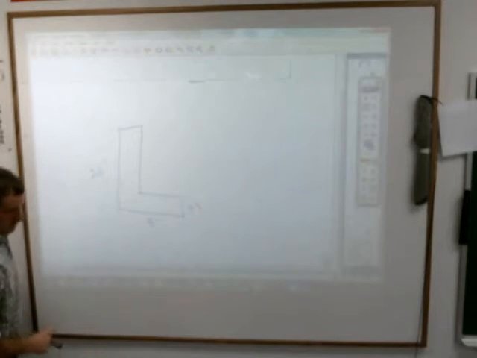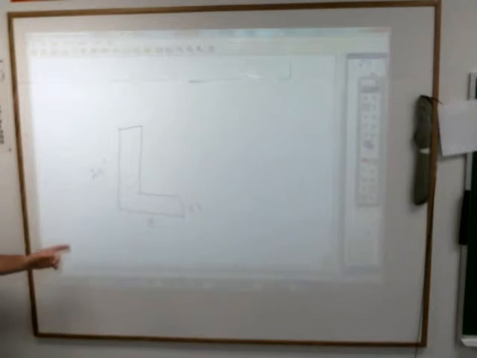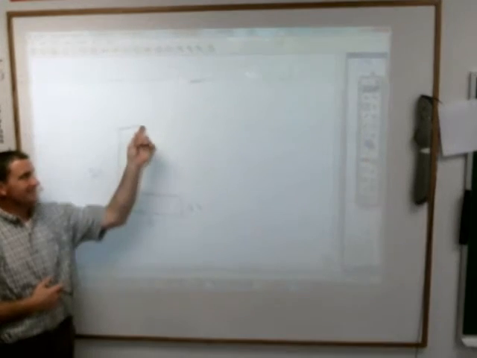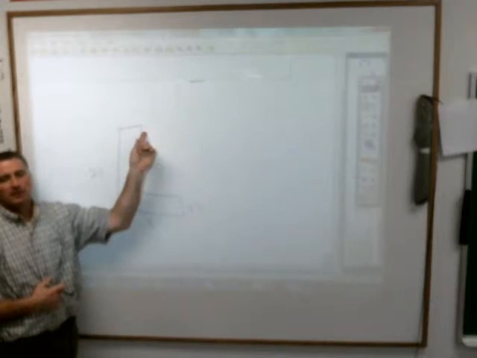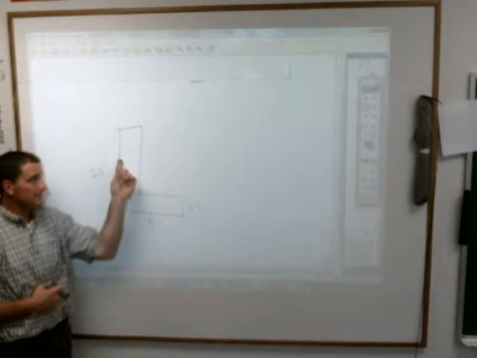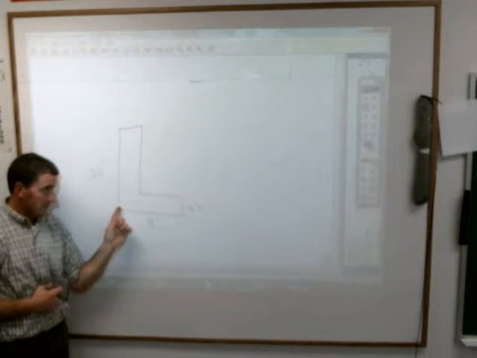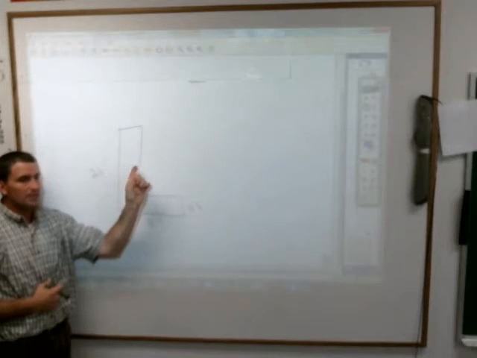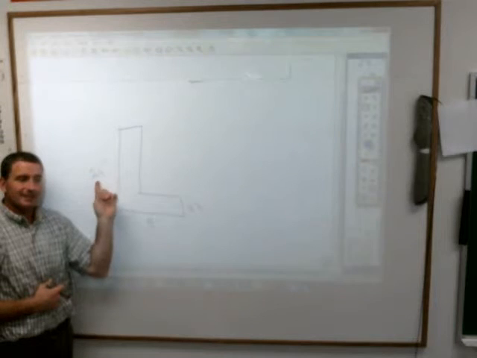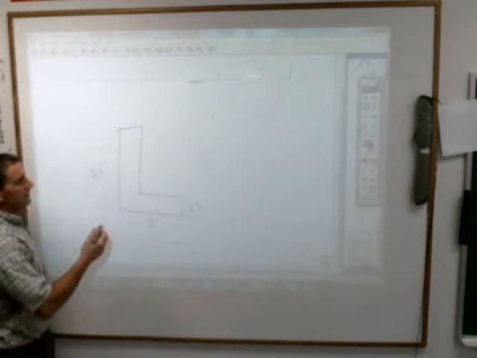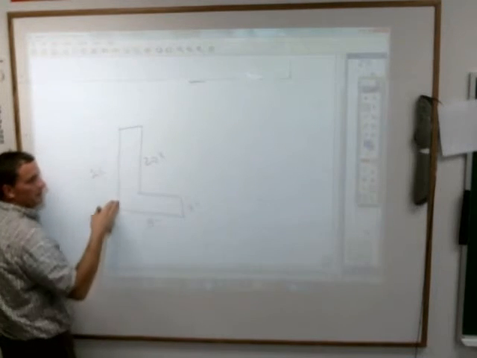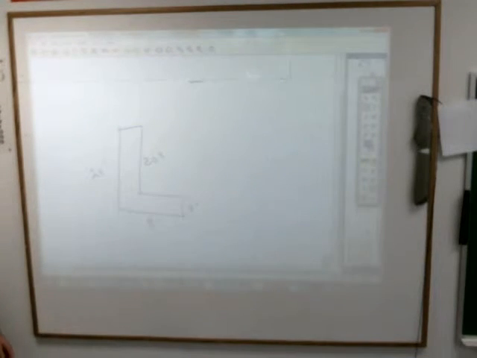Let me ask you this question. If I know that this is 4 inches, how long does this line have to be? Knowing that if I put this line and add it to this line, it has to be the same length as this. In other words, 4 plus what number would give me 24? That's what that line has to be. 20. This has to be 20 inches, because when I put these two together, they have to be the same length as that side.